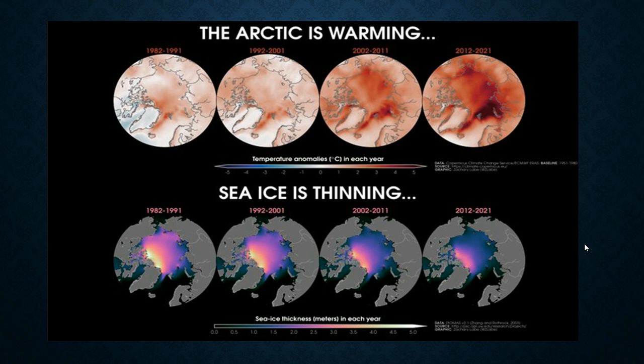And now the Arctic is warming. So basically, this is the Arctic. Right? We're looking at 10-year chunks, 82 to 91, 92 to 01, 02 to 11, and 12 to 21. And they do the same thing for the ice. So let's look at the Arctic. These are temperature anomalies. Again, departures, and the baseline is 51 to 80. So 1951 to 1980, that's the baseline.